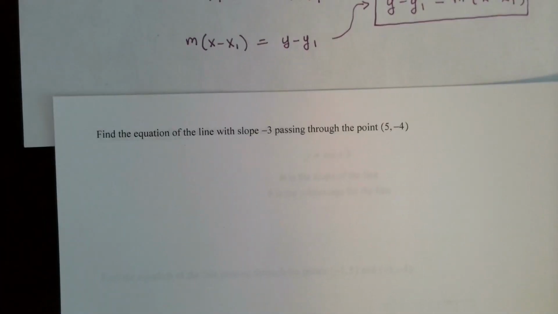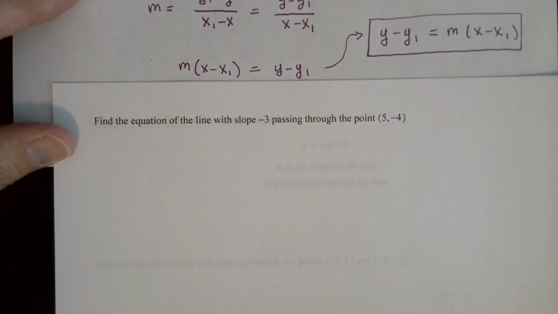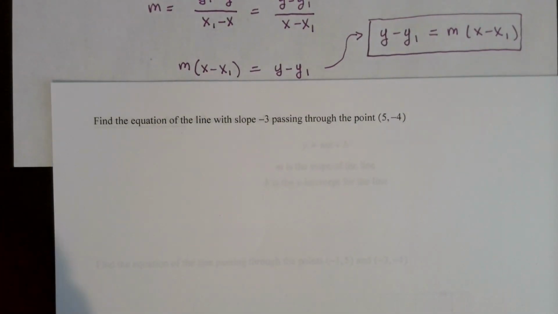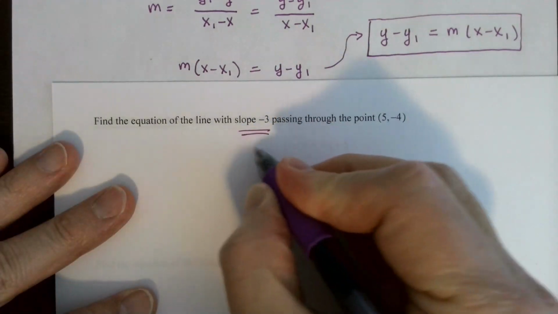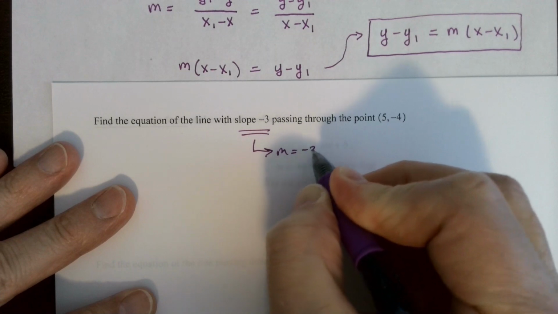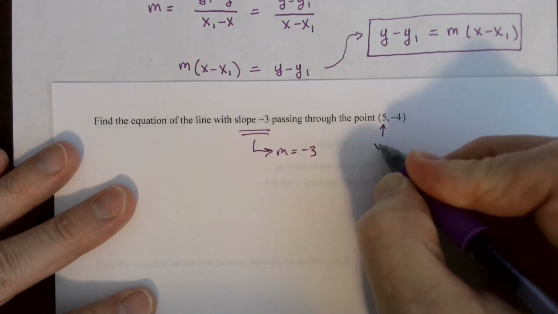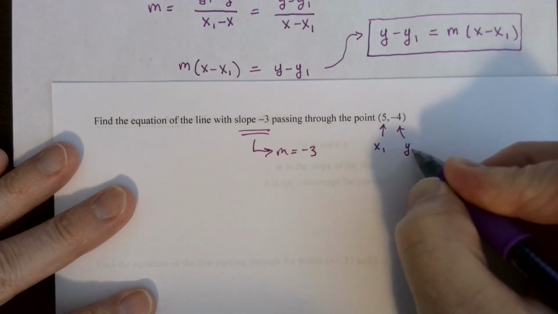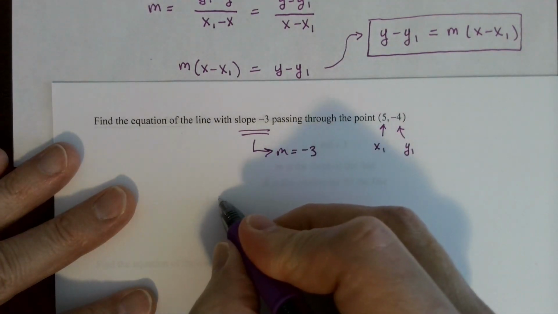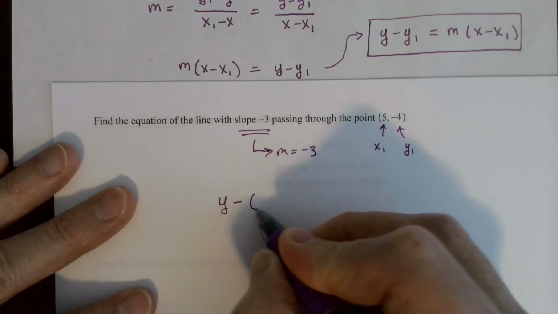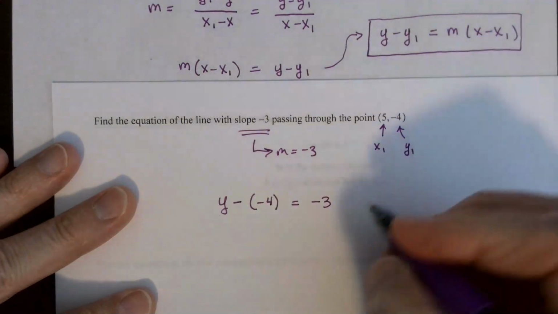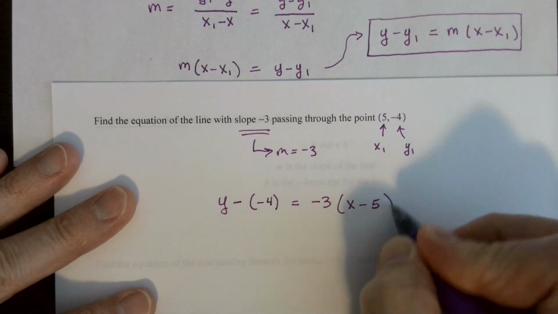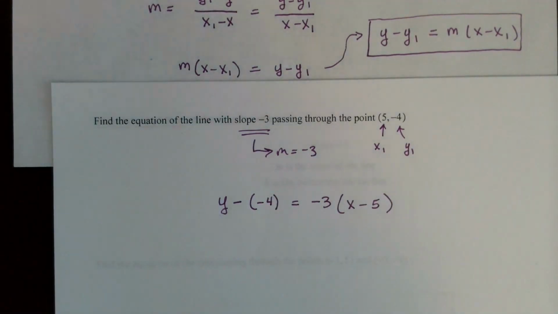And so let's use what we've just done to find the equation of a line passing through the point 5 comma negative 4 with a slope of negative 3. So the slope is negative 3, and this is our given point, so my x1 is 5 and my y1 is negative 4. So what's the equation going to be? y minus y1, which is negative 4, equals m, which is negative 3, times x minus x1, which is 5. And there's the equation in point slope form.